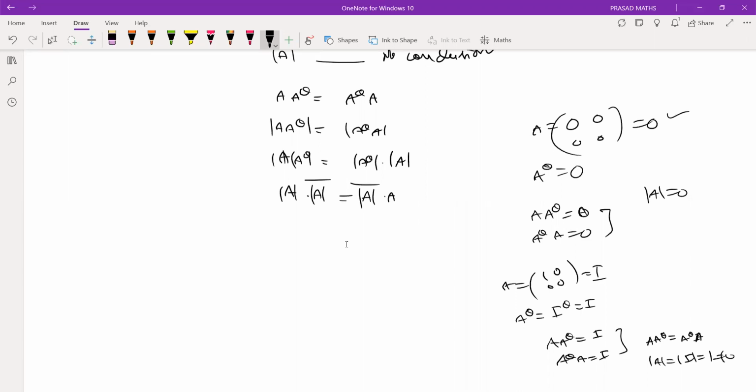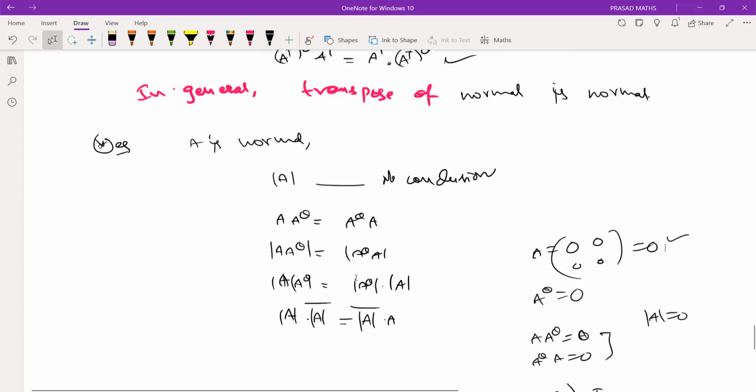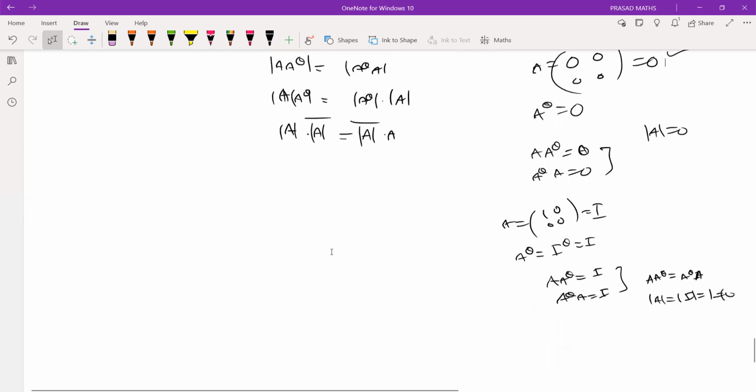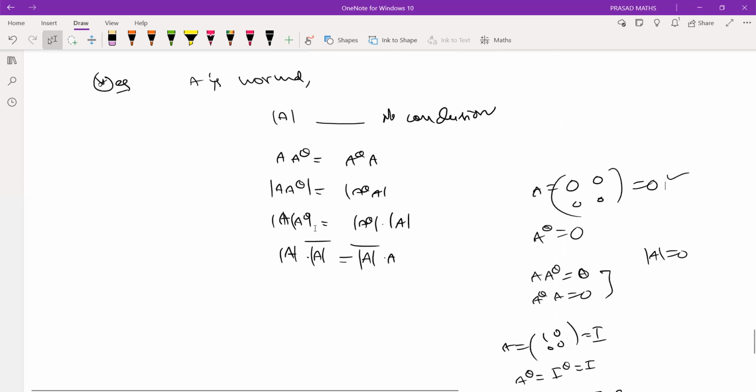In previous problems, when you go through the unitary matrix, it is always a non-singular, invertible matrix. When you go through the nilpotent matrix, it is singular. When you go through the idempotent matrix, the determinant can be 0 or 1. When you go through the orthogonal matrix, the determinant is plus or minus 1, therefore it is non-singular. But in this case, there is no conclusion for normal. It is an argument.